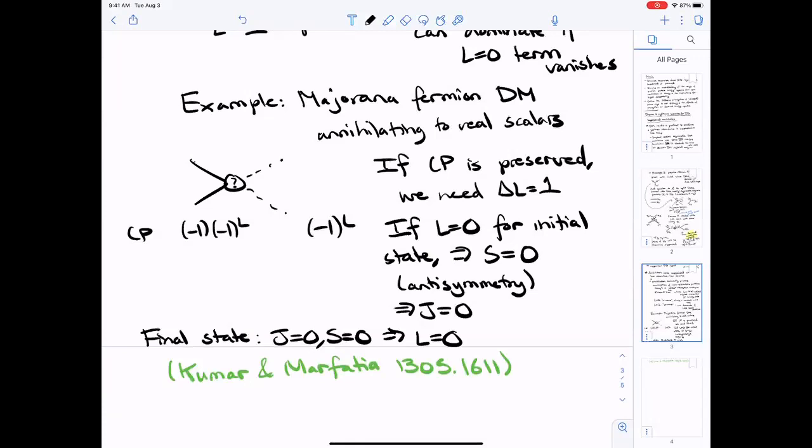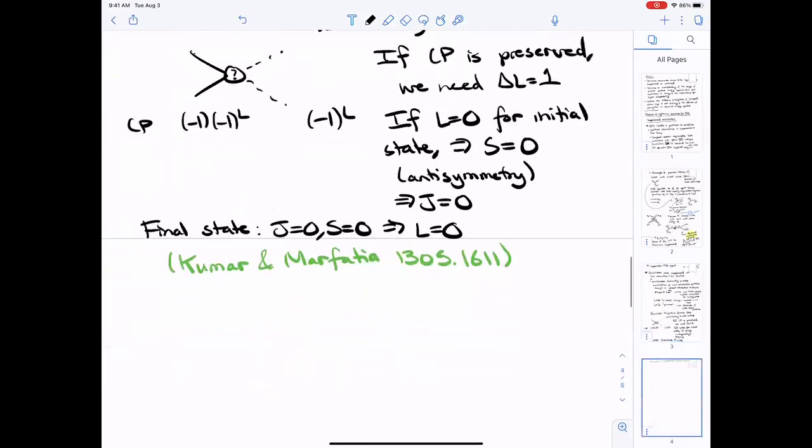Now, if you have a velocity suppressed signal, that doesn't necessarily mean that things are hopeless. Marco has done some very nice work on whether you could look for indirect signals of P-wave annihilation at late times. But you do generally have to work with this v squared penalty, and v in the present day is 10 to the minus 3. Your signal will be down by 10 to the minus 6 relative to the estimates that we did for S-wave annihilation. Okay? So it's not impossible, and it's not an exponential suppression, but it does suppress the signal by quite a lot.